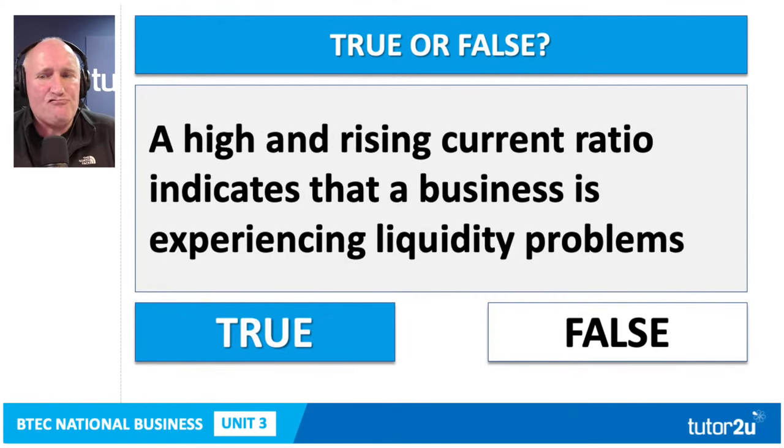Now, does a high and rising current ratio indicate a business is experiencing liquidity problems? What do we think?